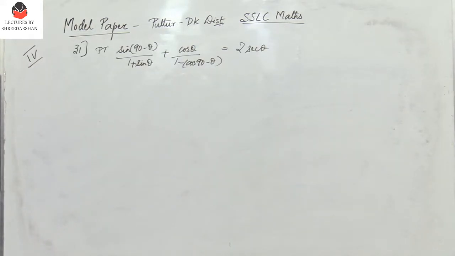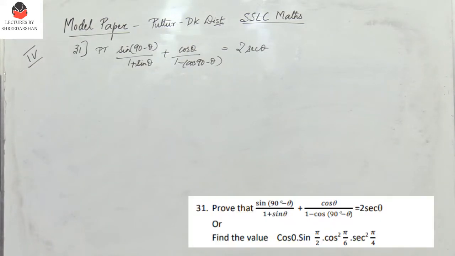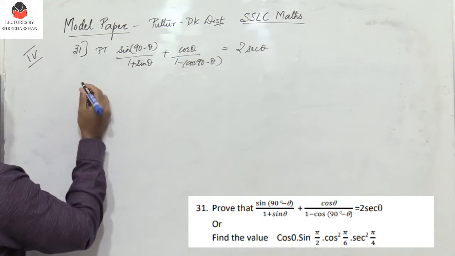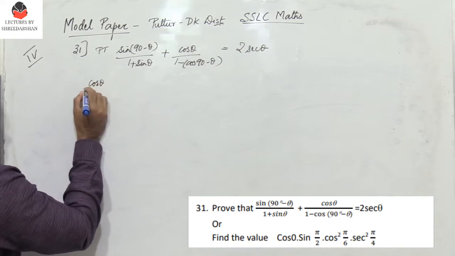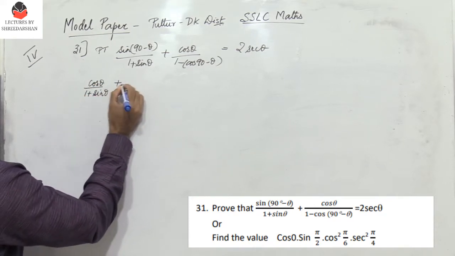So problem 31, you have an internal choice. So prove that LHS equals RHS. So we know that sine (90 minus theta) is cos theta, by 1 plus sine theta plus cos theta.